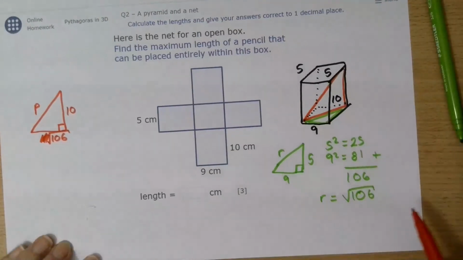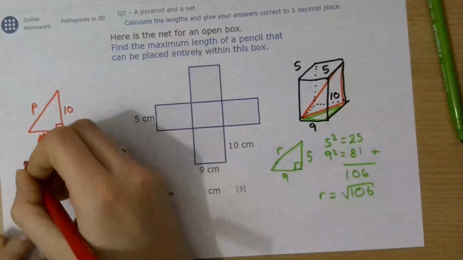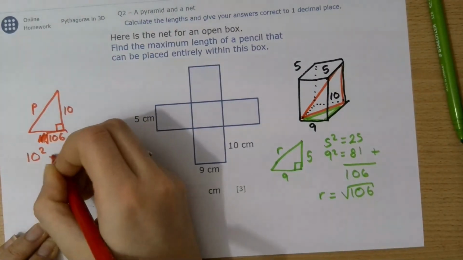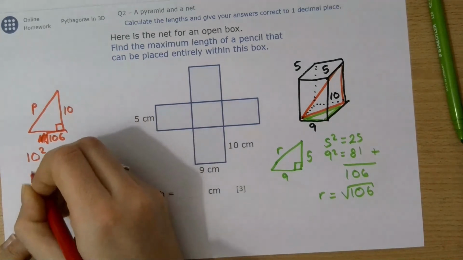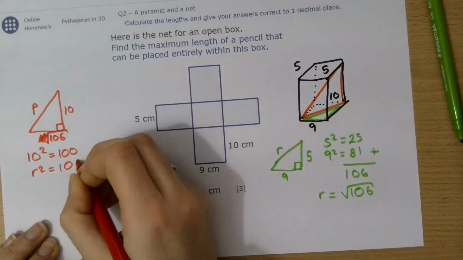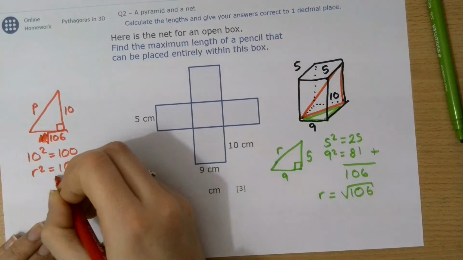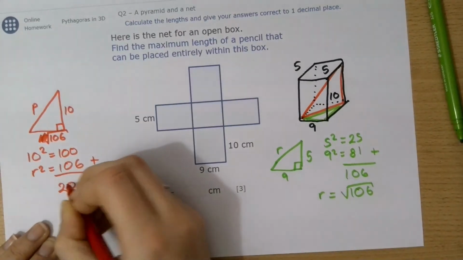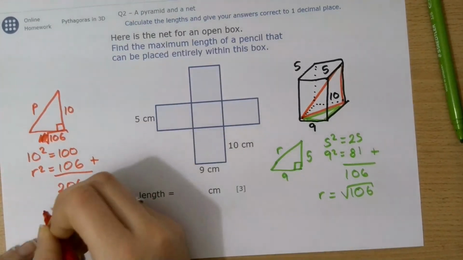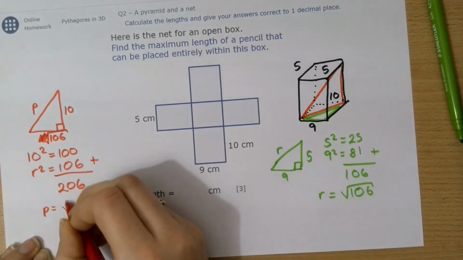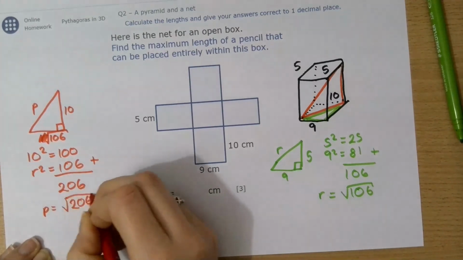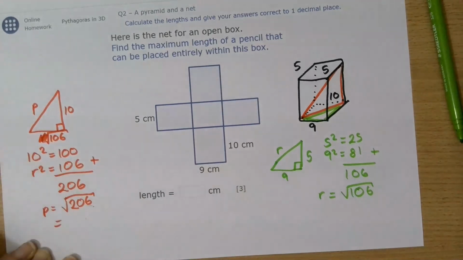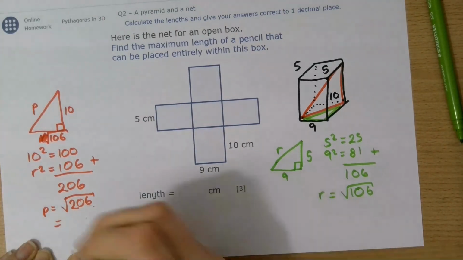There we go. Now we can move over to the red triangle. Square your sides. P is the hypotenuse. So P is going to be the square root of 206. That's 14.35, so 14.4 to one decimal place.